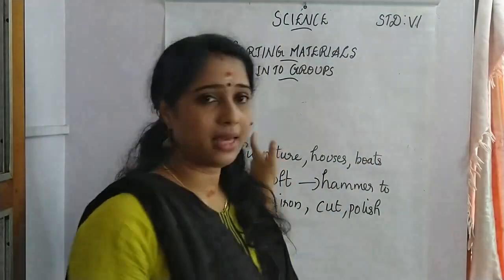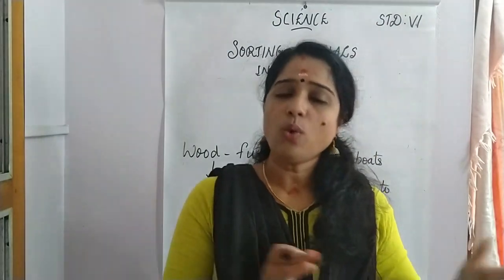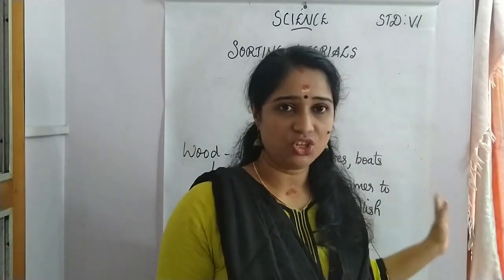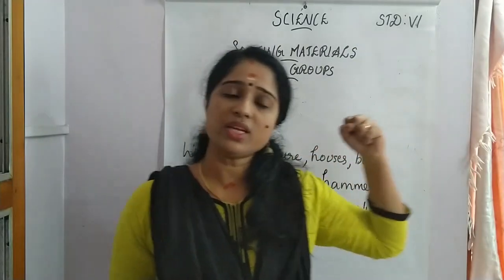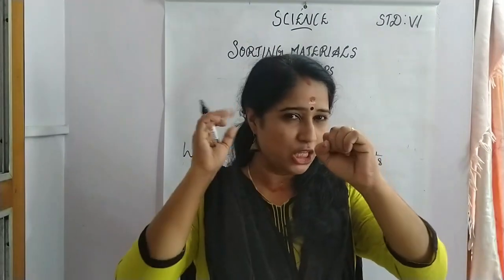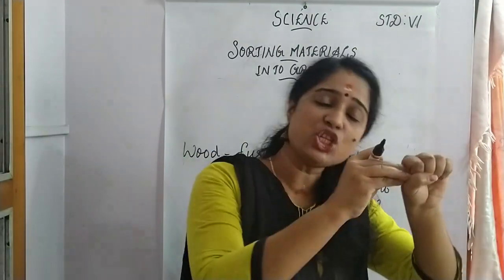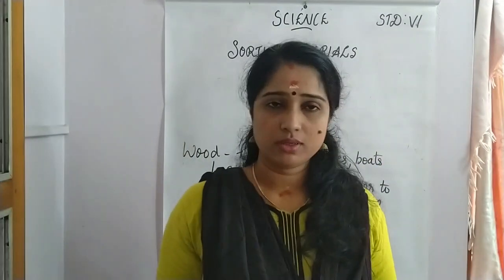But wood is used for making furniture, houses and boats. That question can be asked: why is wood used for making furniture, or why is wood used for making houses? Because wood is very strong. We all know wood is very strong and hard. But at the same time, it is soft to allow the nails to enter into it. And we can cut and polish the wood.